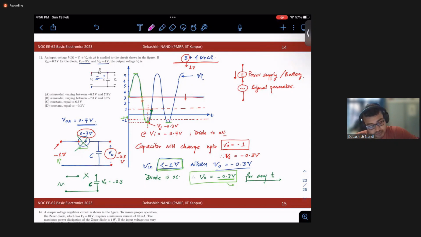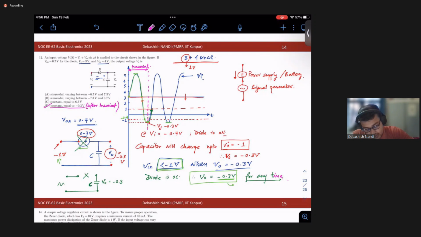So my answer would be this constant equal to this, but this is not the complete answer. After transient means after this time only. This is called my transient. I have explained this in the last tutorial session: what is transient, what is steady state. So after the transient, in steady state, it will remain at minus 0.3 volt.